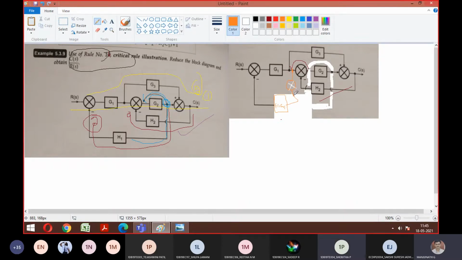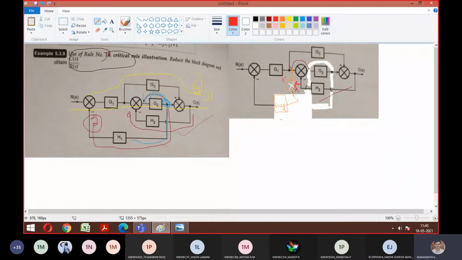Sorry, H1 and G2. Yeah, correct. H1 and G2. And this one connection is here. Let me change the color for your reference. So plus is here. Similarly, I need to connect this to this also. Agree? There is a connection you can see here, because of this summing point, as we learned. Yes or no? There should be a connection for this H2 also and this H1 G2 also.